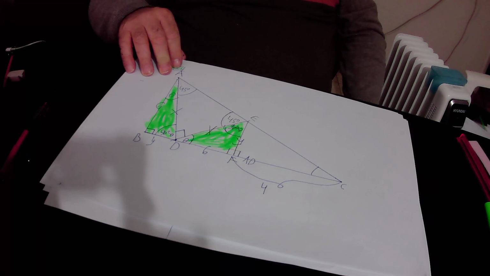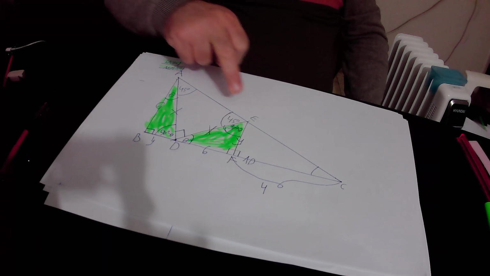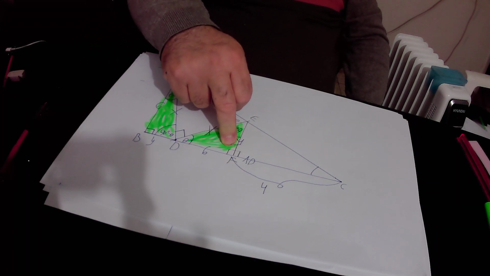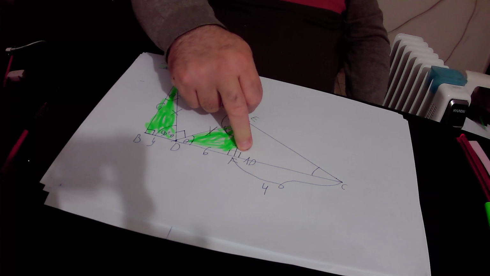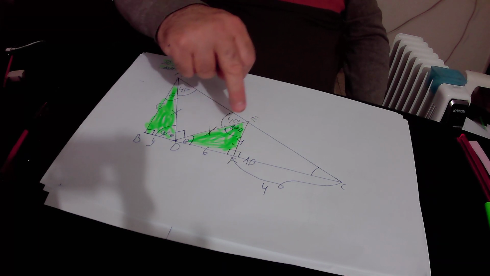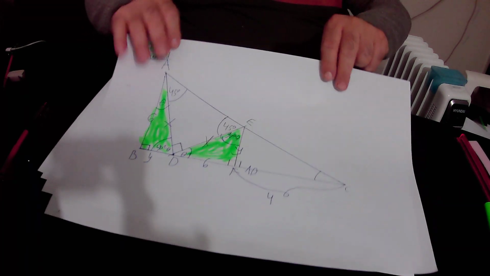Okay, and then we drew a perpendicular from point E to BC. That is to say, this angle equals 90 degrees, and this angle also equals 90 degrees. And we define the touching point between the perpendicular from point E and BC as F.